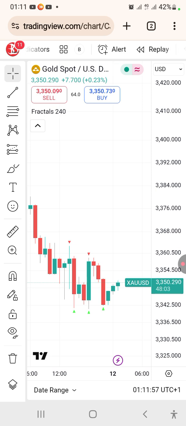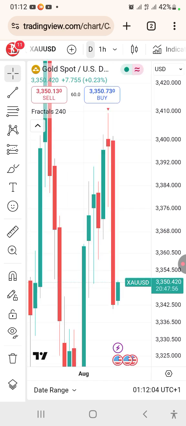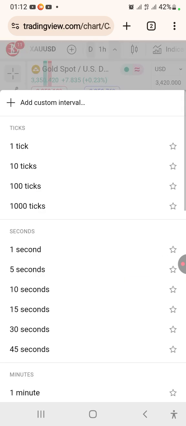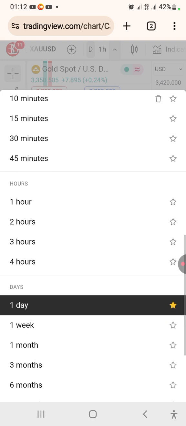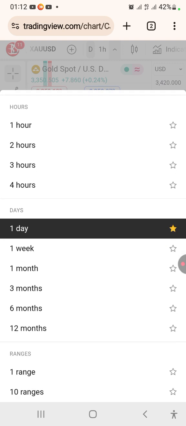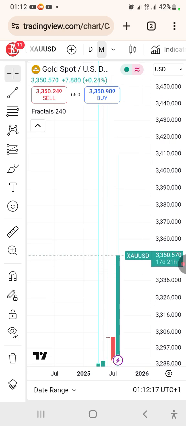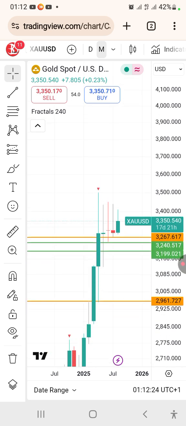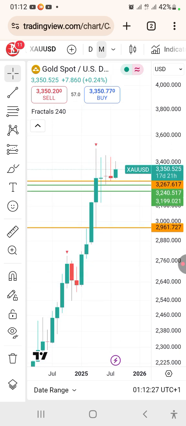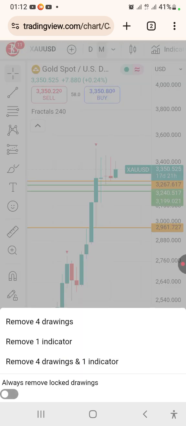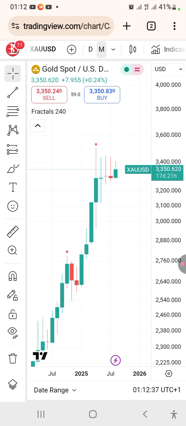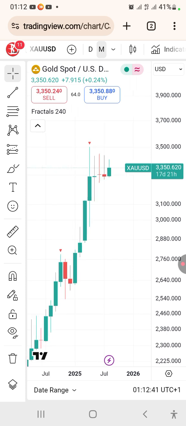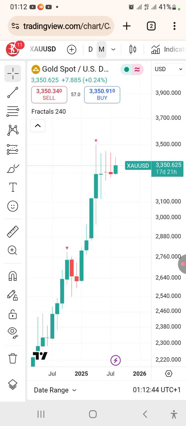On my TradingView, just go straight to the time frame. Let's check the month, what is happening in the month. Okay, good. This is the month. Let me just get rid of the key levels I've drawn. Okay, now it's clear.